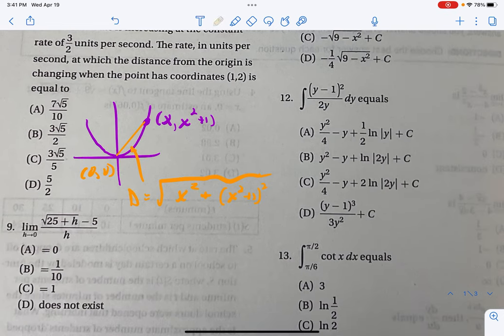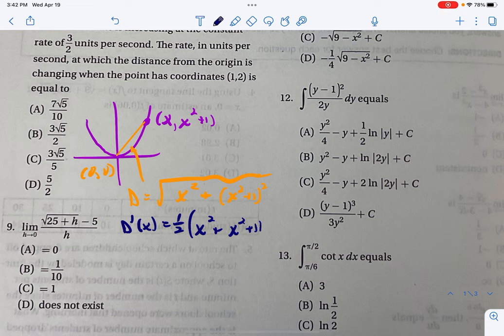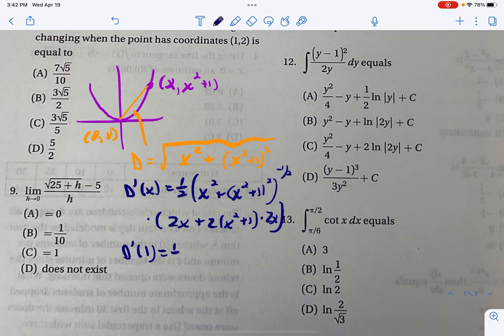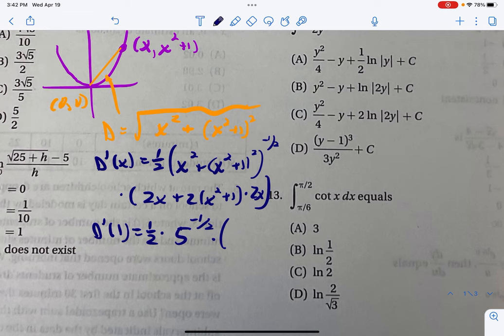This is far more tedious than a real AP problem would be. So when we take the derivative here, the derivative with respect to x would be 1/2 times this whole thing to the negative 1/2 times the derivative of the inside, which is 2x plus 2 times x squared plus 1 to the first times the derivative inside, which is 2x. If we plug in x equals 1, looks like we have 1, and then x is 1, so 1, 2, this is 5, 5 to the negative 1/2 times, in parentheses here. This problem is far more tedious than a real AP problem would be.